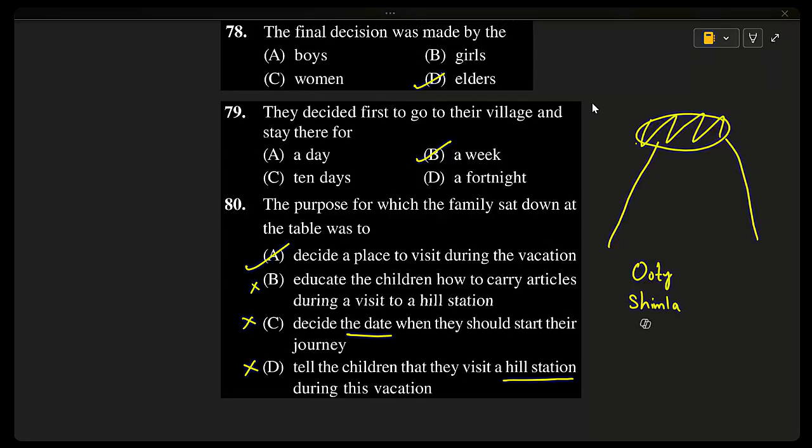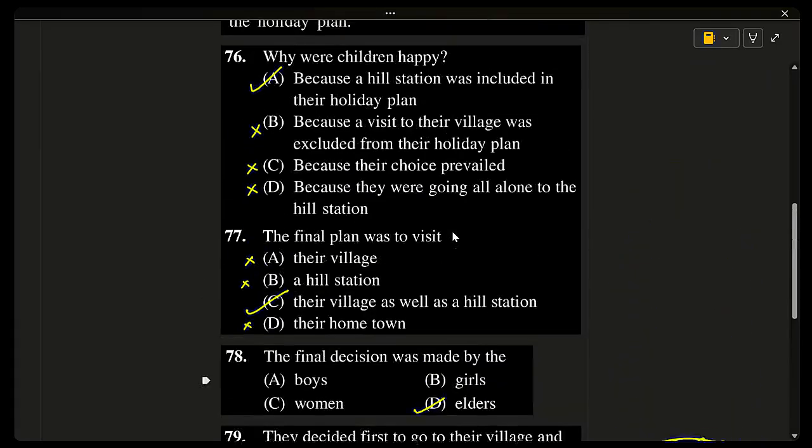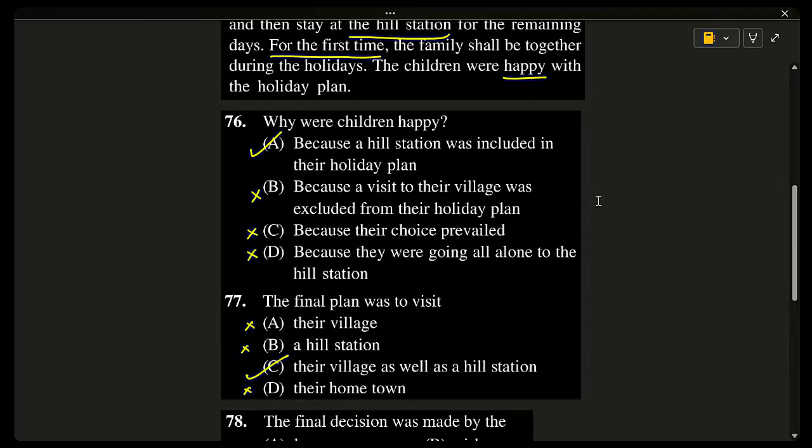Aditi? Sir, yes, sir, in 76th question, in option, what is the meaning, sir? You're asking about option B? Sir, C. Because their choice prevailed. Prevailed means all the other choices are gone down, only their choice is finally decided. Is it correct, sir? No. Prevailing means other choices are gone down, only their choices got decided. Their choices only go to hill station, but the other choice also included no village. So their choice has not prevailed.